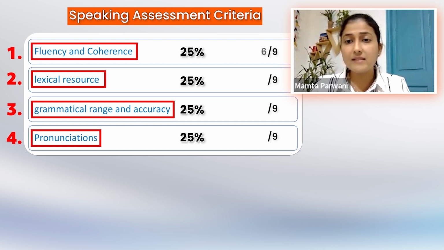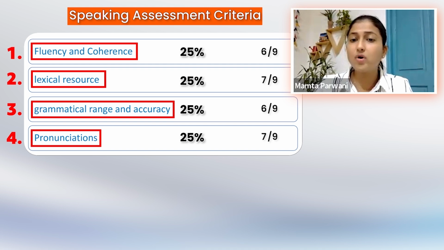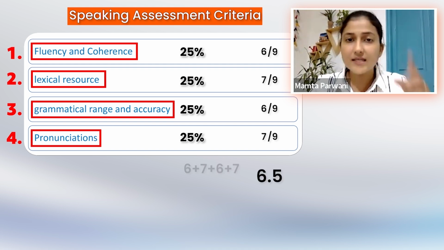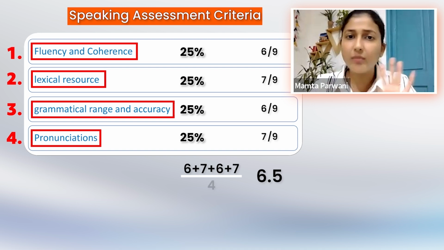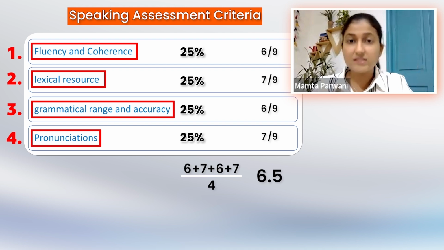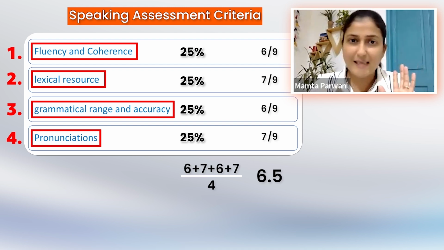Again, let's say you get 6 for fluency and coherence, 7 for lexical resource, 6 again for grammatical range and accuracy, and 7 for pronunciation. So your overall would be simply 6.5, meaning 6 plus 7 plus 6 plus 7 divided by 4. As simple as that, correct? I'm just giving you a raw, rough calculation idea because this is very easy to calculate. So we are taking this calculation right now.